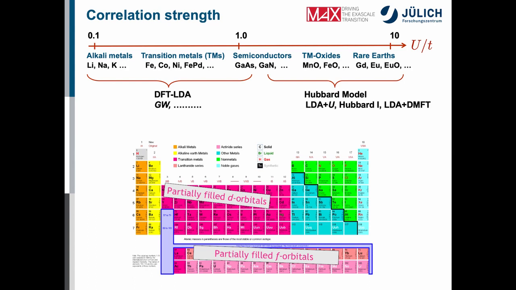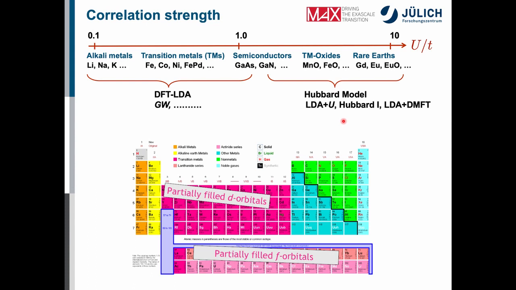Well, if you're interested in strongly correlated materials, these are materials which have partially filled d orbitals or partially filled f orbitals, then the electron correlation is often so strong that DFT or GW might not be sufficient, and you might have to use a different set of approaches that are based on the Hubbard model. For example, Hubbard 1, LDA plus DMFT, LDA plus Gutzwiller. LDA plus U is more like a hybrid between the two worlds.